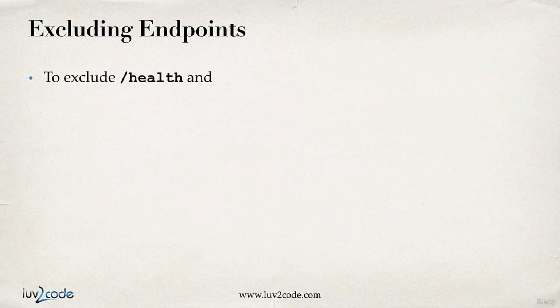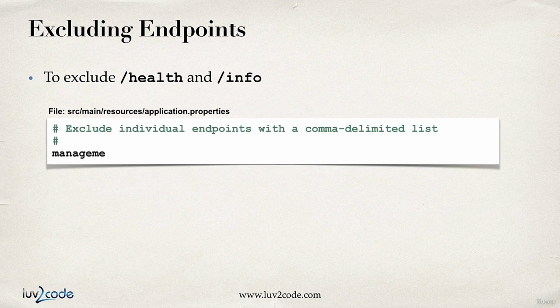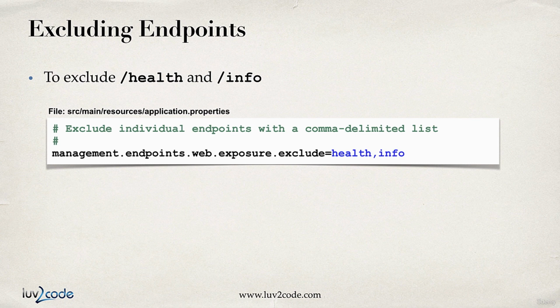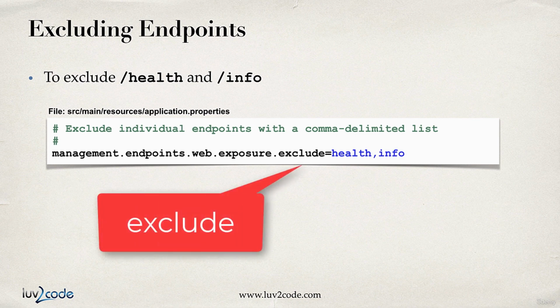We can also exclude endpoints. To exclude /health and /info, we simply add an entry here in application.properties. We say management.endpoints.web.exposure.exclude, and then we give a comma-delimited list: health, comma, info. That way, no one can access those given endpoints.